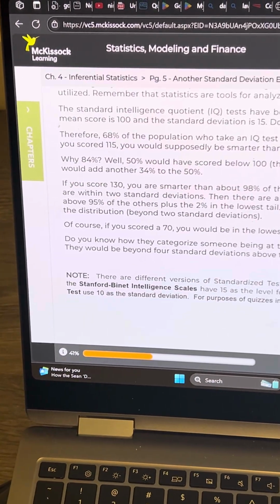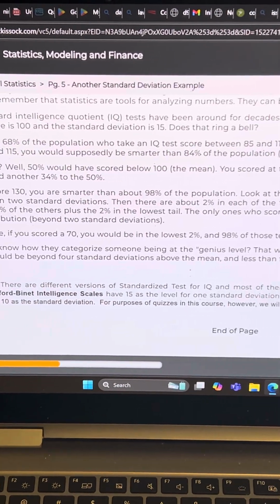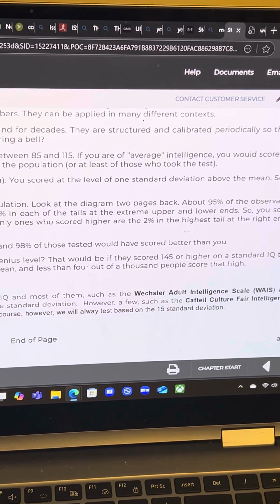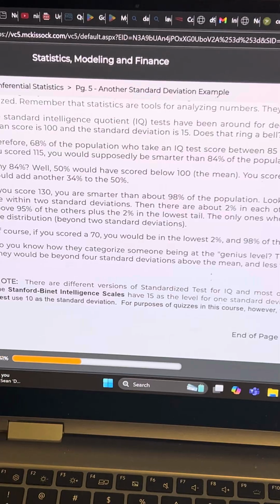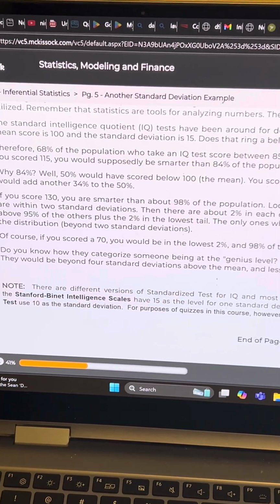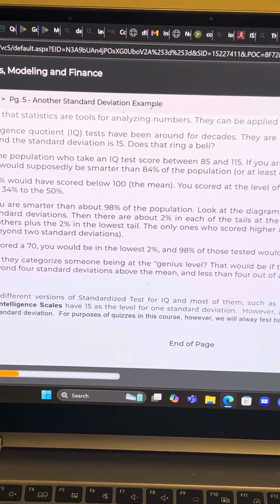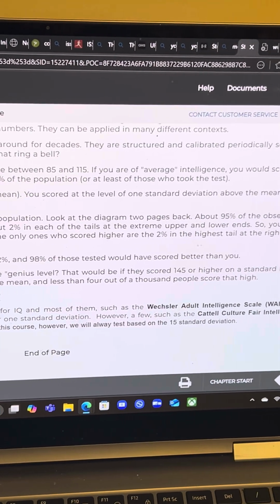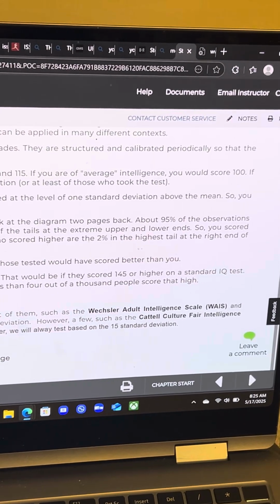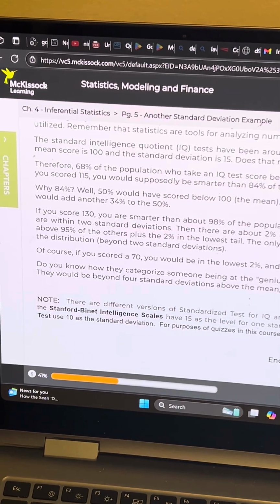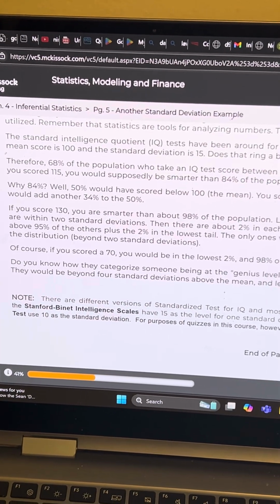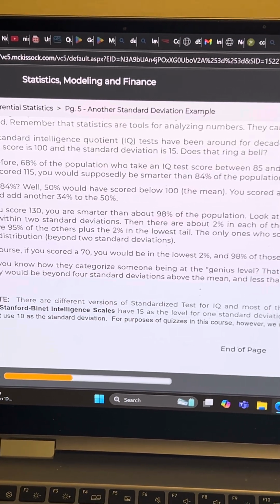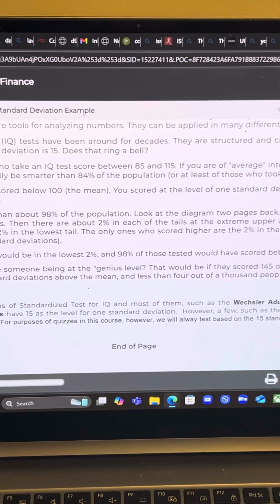If you scored 115, you would supposedly be smarter than 84% of the population, or at least of those who took the test. Why 84%? Well, 50% have scored below 100, the mean. You scored at the level of one standard deviation above the mean. So you would add another 34% to the 50%. If you score 130, you are smarter than about 98% of the population.